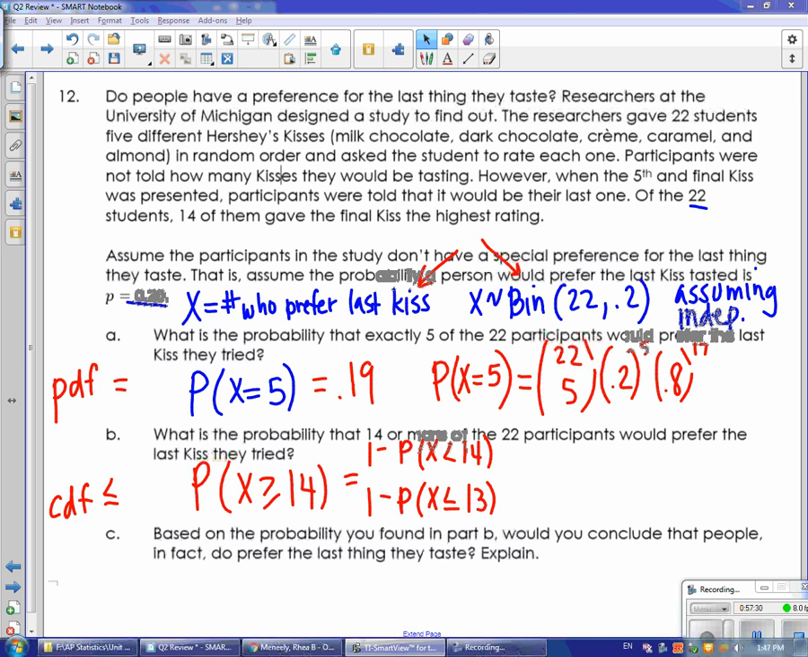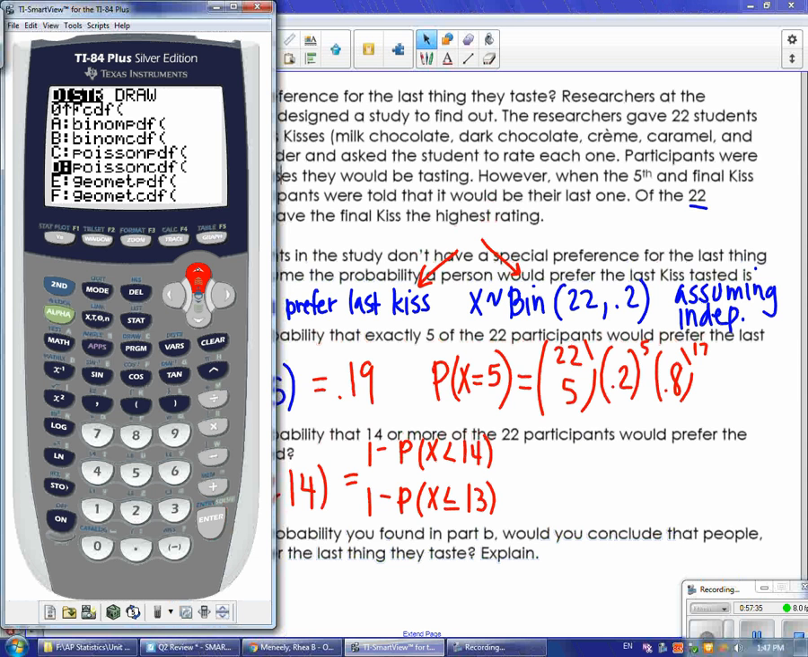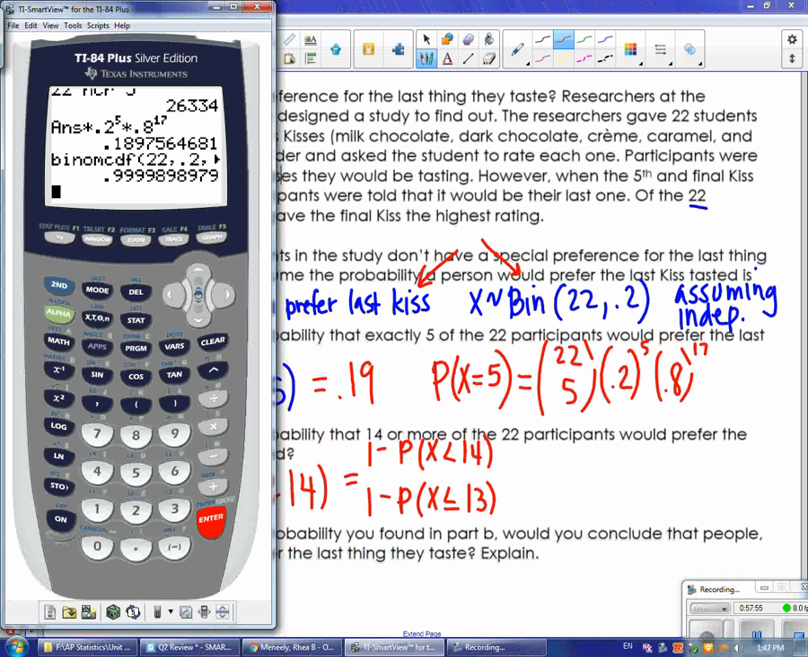And so now when I go to my calculator, I'm going to choose the binomial CDF command. I still enter in my parameters first. So 22 is the value of n. The probability of success is 0.2. And I'm going to include my upper bound, which is 13. And remember, with binomial and geometric, that equal sign makes a difference. It doesn't make a difference when you're dealing with a normal distribution.